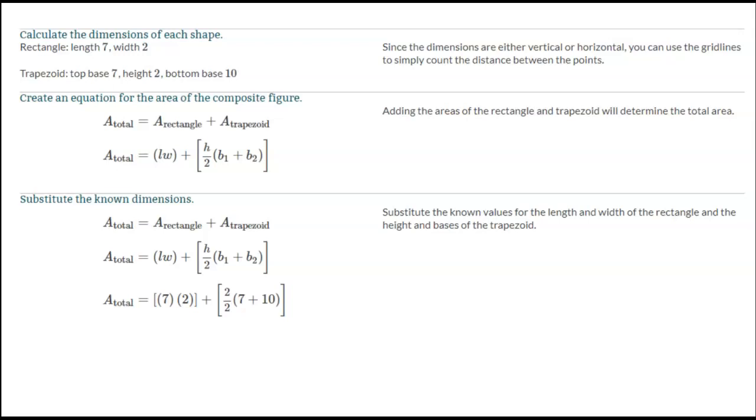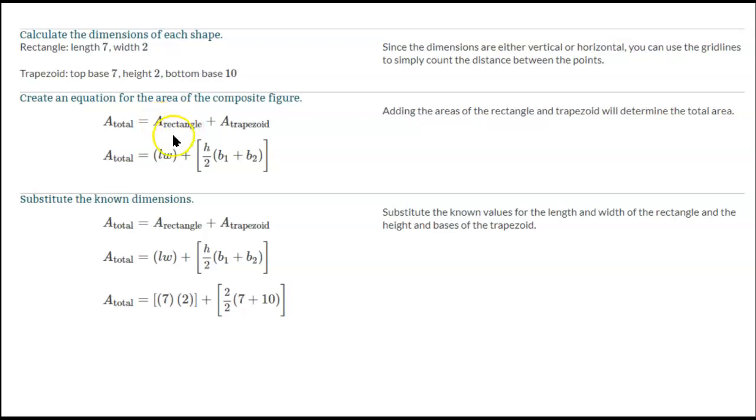We know that the trapezoid's top base is 7 because it matches the length of the rectangle, and its height is 2. We also know that the bottom base is 10. So we're going to create an equation for the area of both composite figures.